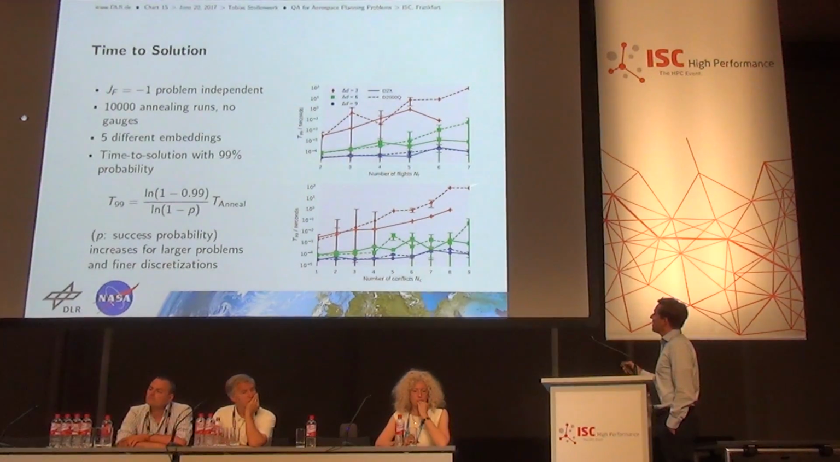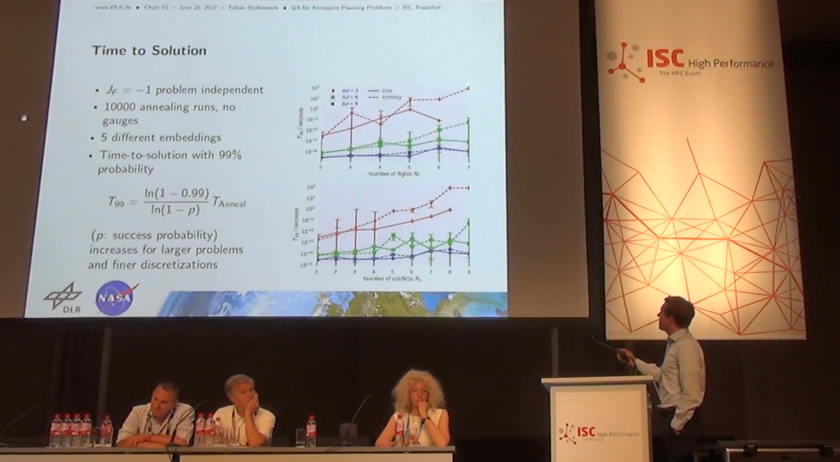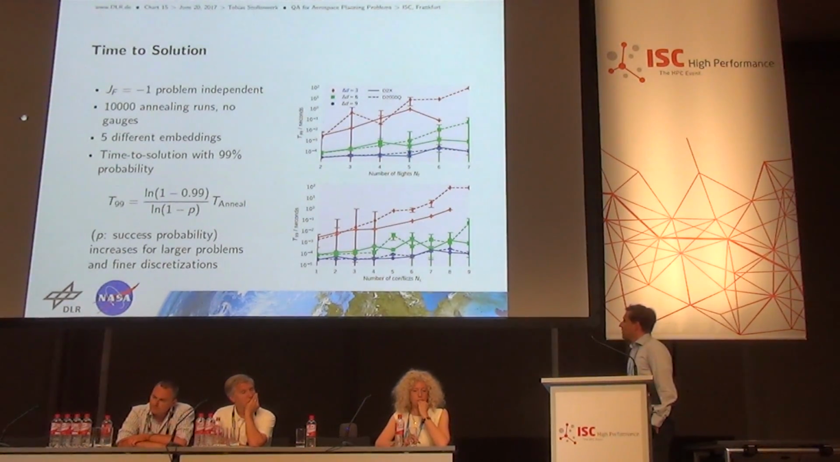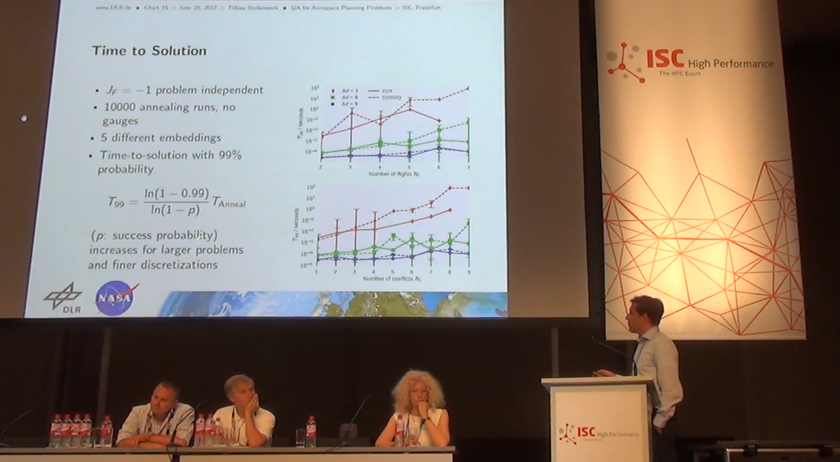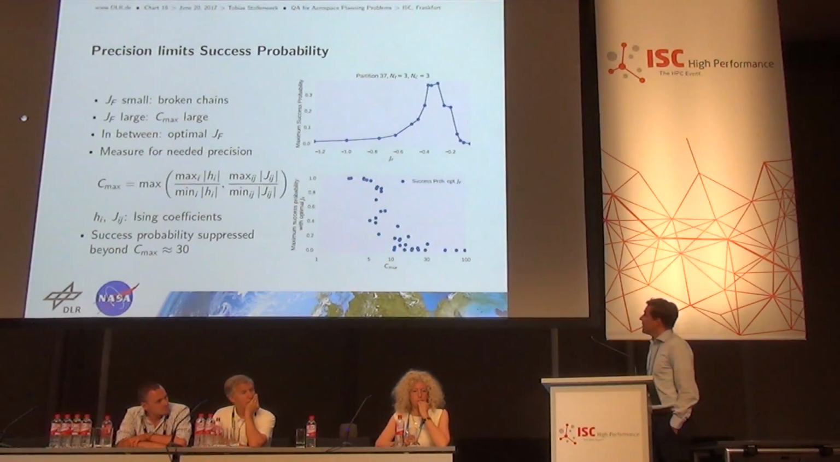So on the horizontal axis there's the number of flights, or here it's the same data for the number of conflicts. So for bigger problems the time to solution increases because the success probability decreases. And we found that this is due to the limited precision of the machine.